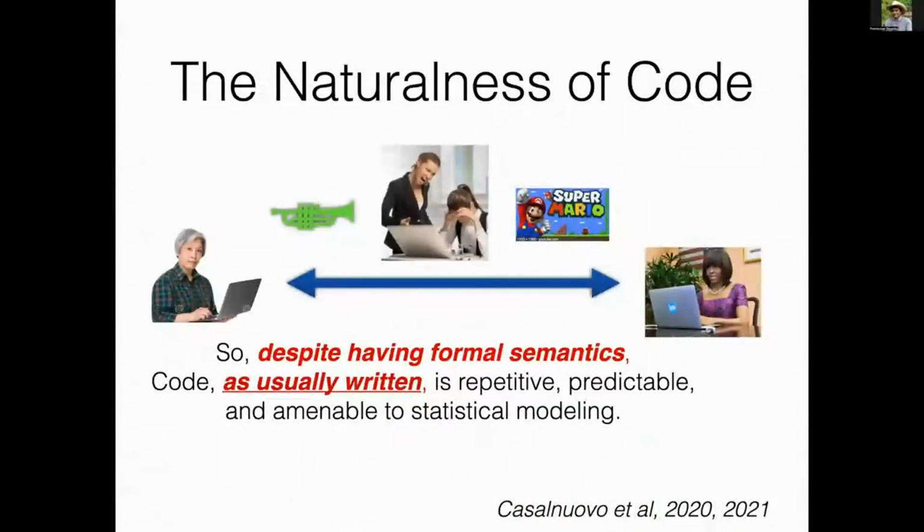Even though code has formal semantics, it is subject to noise when humans read it. Like natural language, the way we humans write code is repetitive, predictable, and amenable to statistical modeling. In a recent paper, for example, we found that even though these two ways of incrementing i, i equals 1 plus i and i equals i plus 1, are exactly the same, the one on the left is much more preferred, and in fact, is easier to understand. So that's the naturalness of code.